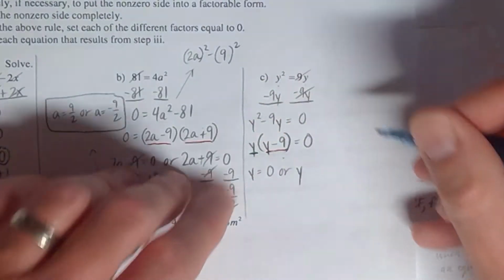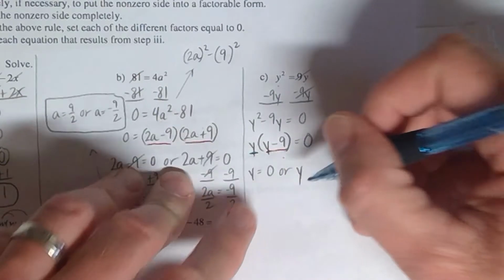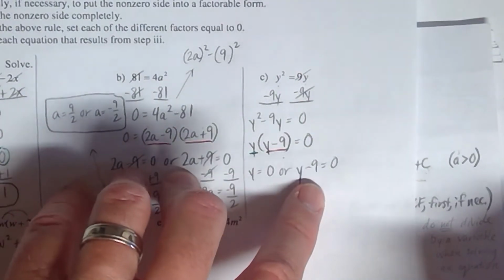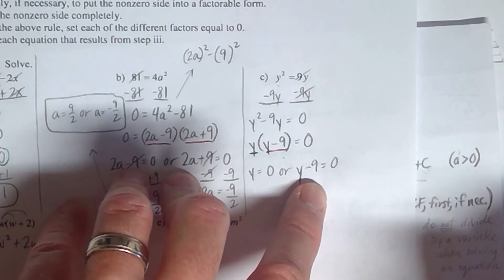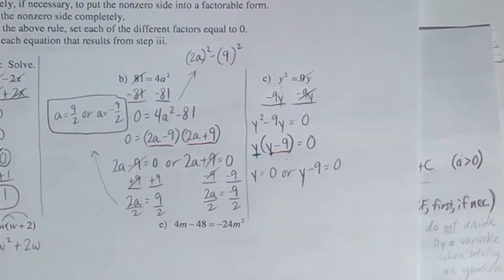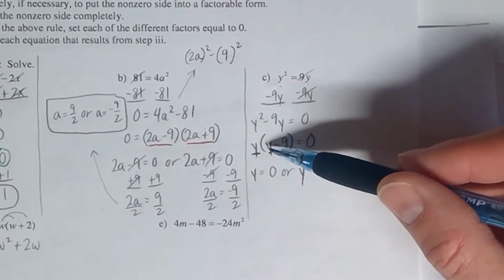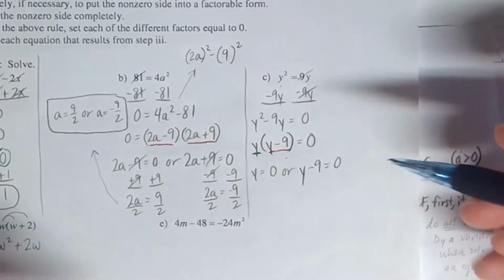So if you've got a GCF times just 1 bracket, you set the GCF equal to 0, and then you set the bracket equal to 0. And then once again, we solve those equations. Again, though, you only have 1 bracket instead of 2 this time because that is prime. That bracket is prime, as we talked about.